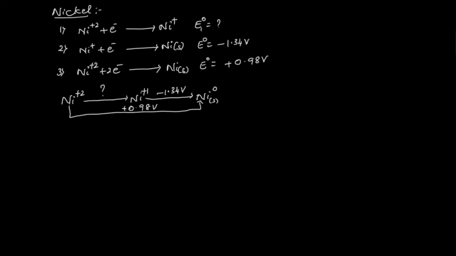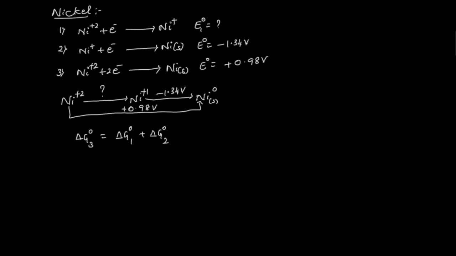We know that the standard change in Gibbs free energy is additive. That's why for the overall reaction, delta G naught 3 will be equal to delta G naught 1 plus delta G naught 2. Now we will calculate all these things.